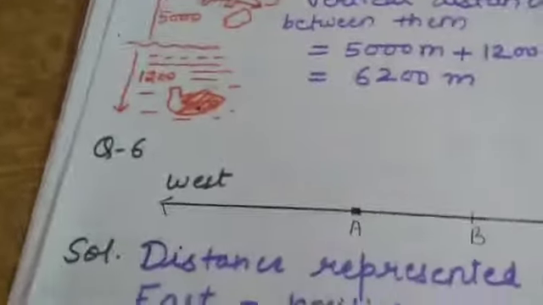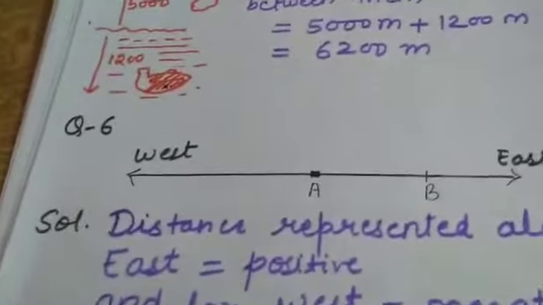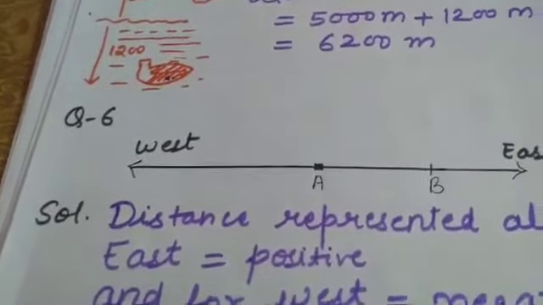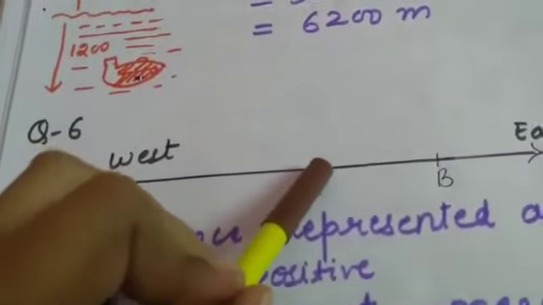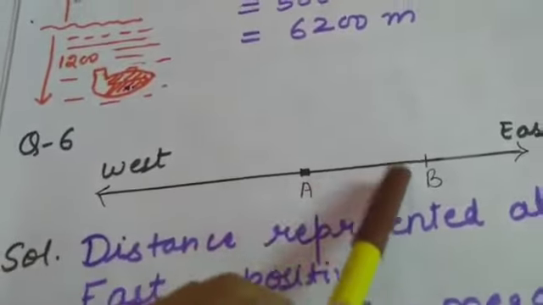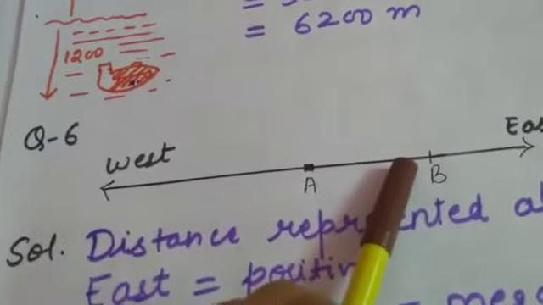Now let us discuss question number 6. Let me read the question first. Rita goes 20 km towards east from a point A. Initially Rita is at point A. She goes 20 km towards east to the point B.